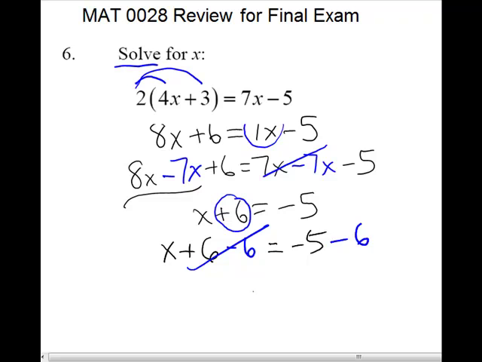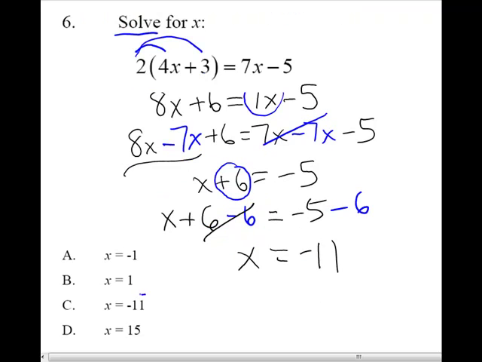Clean up. So you have x equals, what's your signs? Like signs, they're going to add and keep the sign. So our answer this time is C.